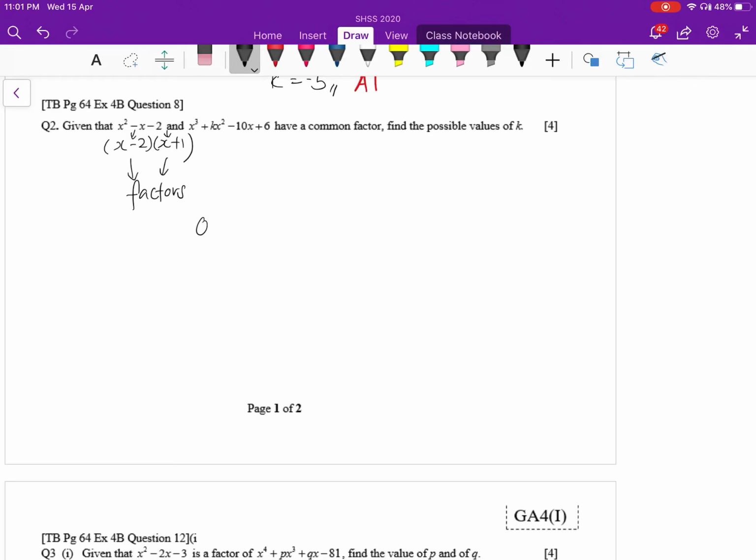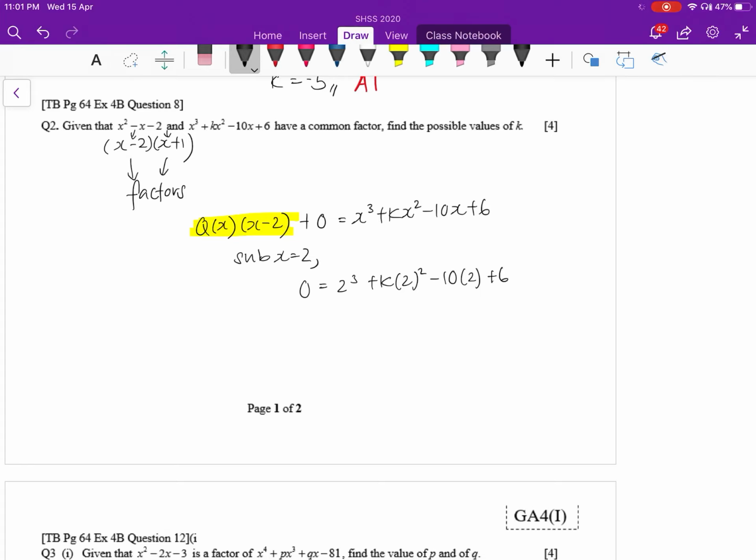Very simple. If it's a factor, Qx multiplied by x minus 2, the remainder is 0 because it is a factor. A factor has no remainder. And that will give us x cubed plus kx squared minus 10x plus 6. I'm going to do smart substitution, so I'm going to substitute x equals to 2. When I substitute x equals to 2, this whole thing disappears because it's 0. 0 plus 0 is 0. So 0 equals to 2 cubed plus k times 2 squared minus 10 times 2 plus 6. We can solve for the value of k.